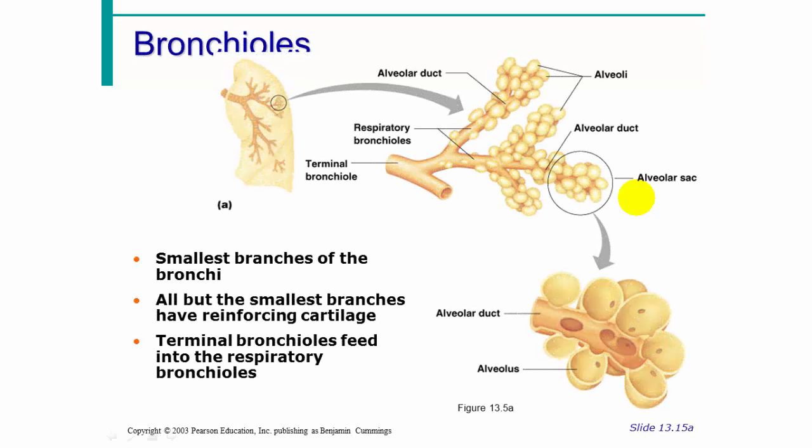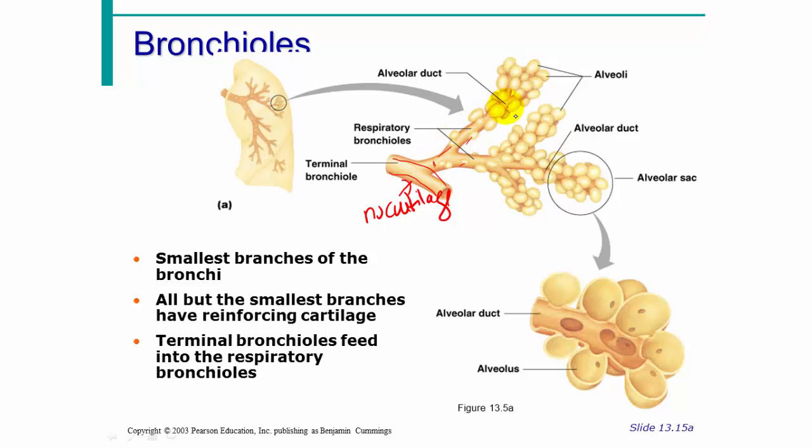So let's take a closer look at the respiratory zone. And again, we're down here to the terminal bronchioli, which is the end of the conducting zone. By the time we get here, there is no cartilage left. No cartilage. But you do have elastic fibers. And from there, you go into the respiratory bronchioles. Now, even though we're in the respiratory zone, there isn't gas exchange across the bronchioles.